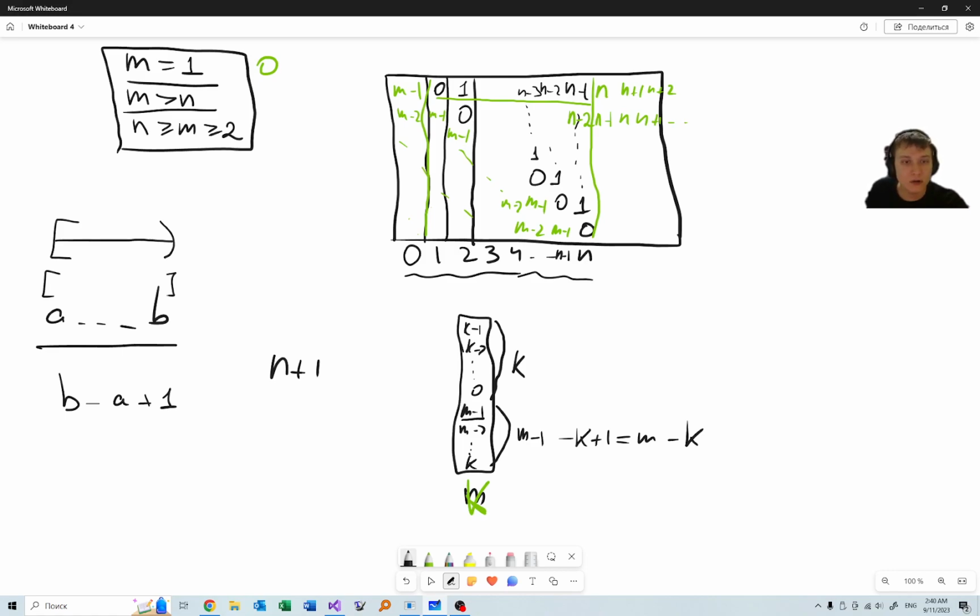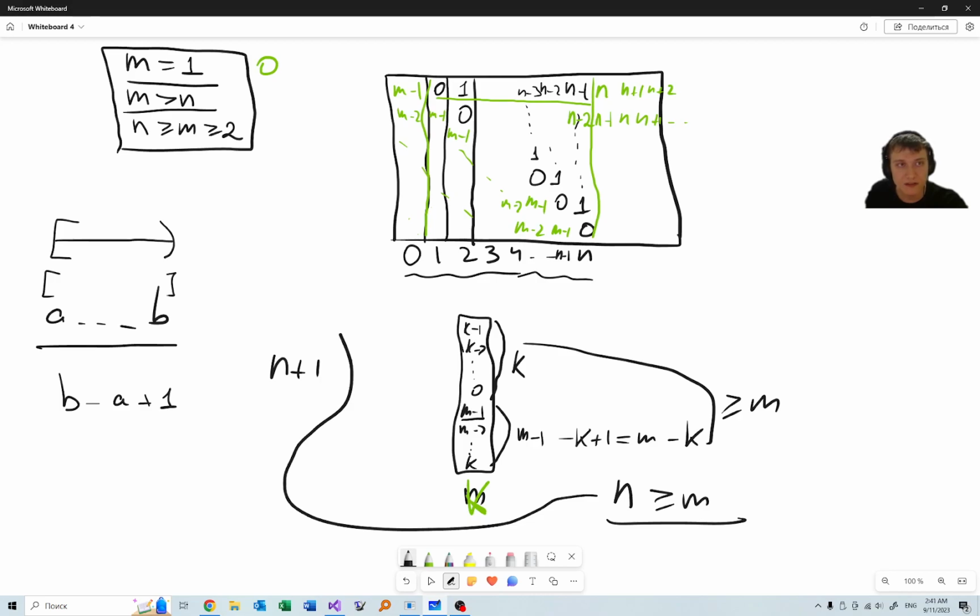So already we have k plus m minus k, so at least m elements in this column. But actually the size of the column is n, because n is the number of rows. So you get that n is at least m. And this is a contradiction with this inequality. Here we have that m is greater than n. And this is important in this case, that m is greater than n.